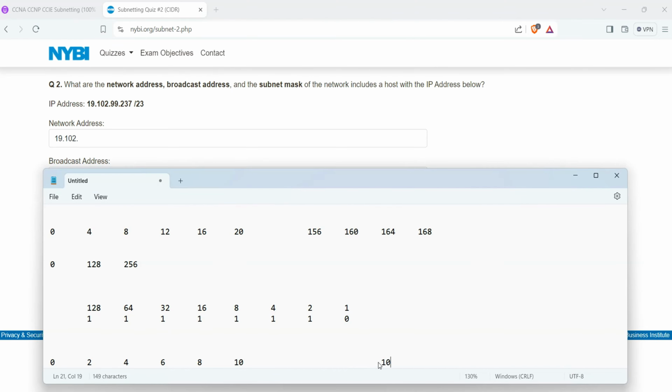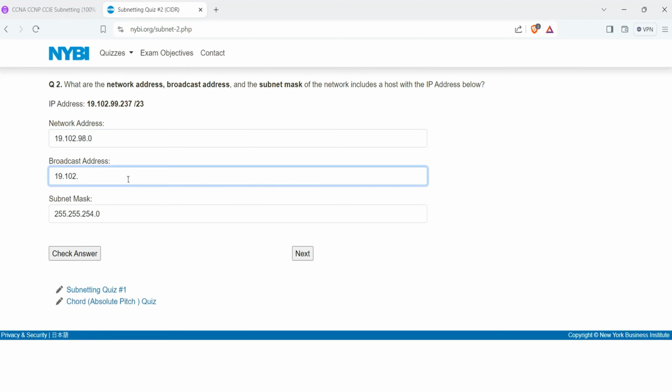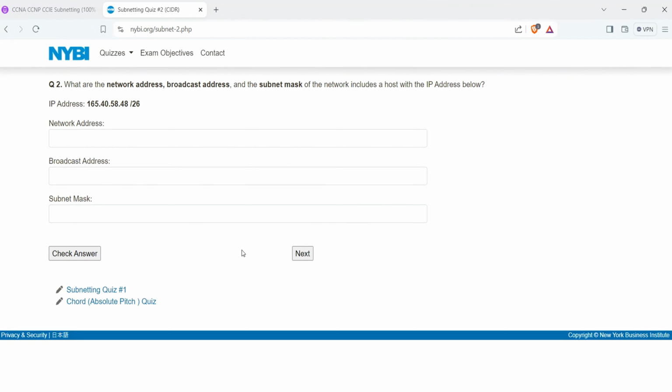Eventually, it is going to reach what? 100. And what's before 100 is going to be 98. And 99 falls between 98 and 100, which means the network ID is 98.0. The broadcast is 99.255. So the network ID is 98.0 and the broadcast is 99.255. And let's check answer. See that? All right. So I'm going to go next again.